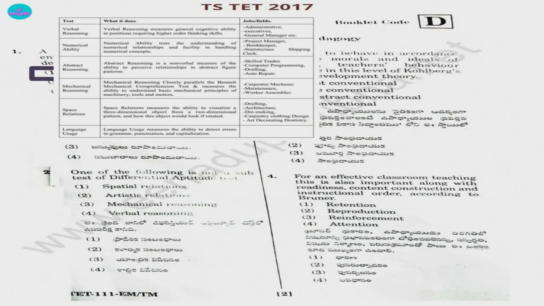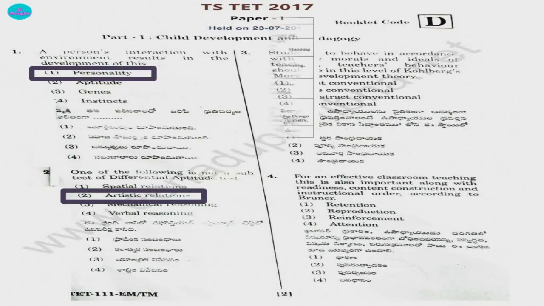So which is not there? See, spatial is there. Artistic, is artistic there? No. Mechanical, yes, it's there. Verbal is also there. So what is not there? Artistic. It is not a subtest of the differential aptitude test.